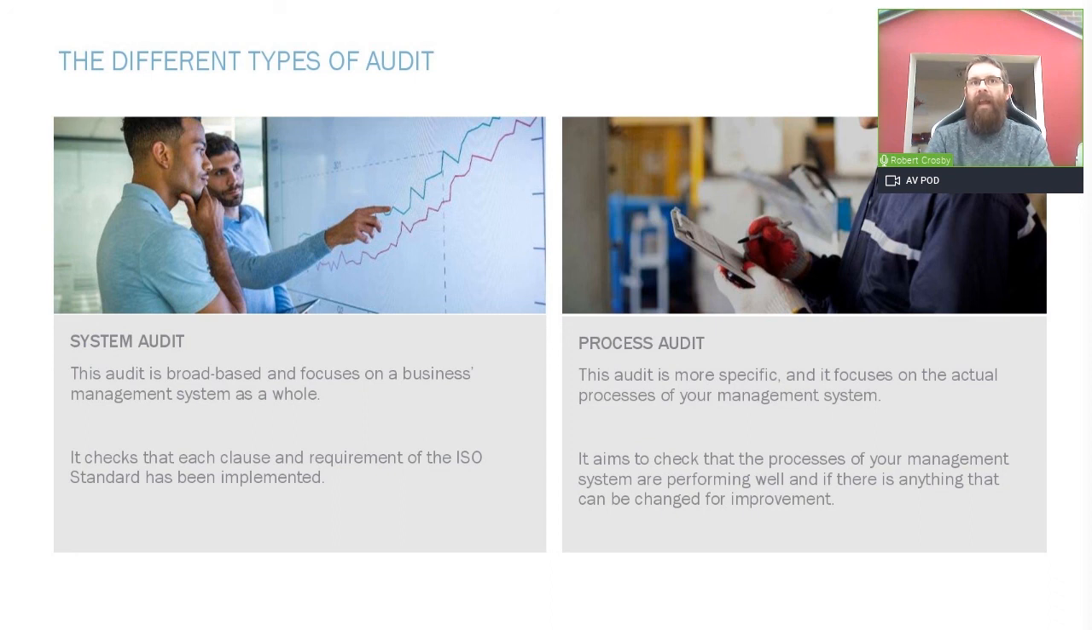A process audit, again, is a bit more specific and it focuses on the individual processes within your management system. So, for example, it might be a training, awareness and competence process that you're auditing. It might be a planning and risk management process that you're auditing. It might be the purchasing process that you're auditing.